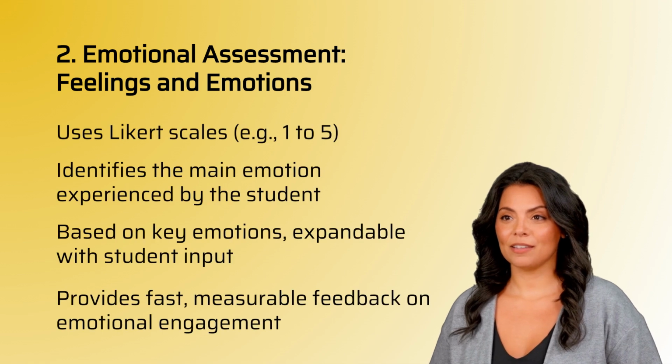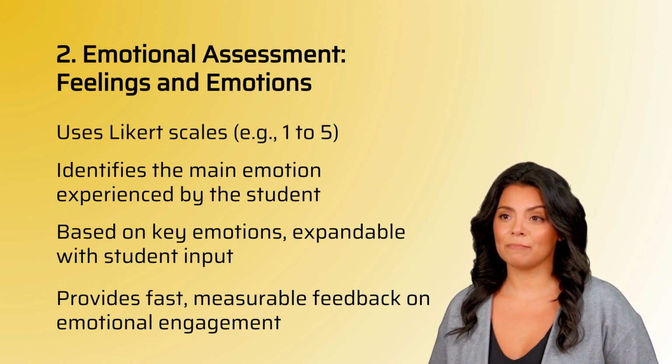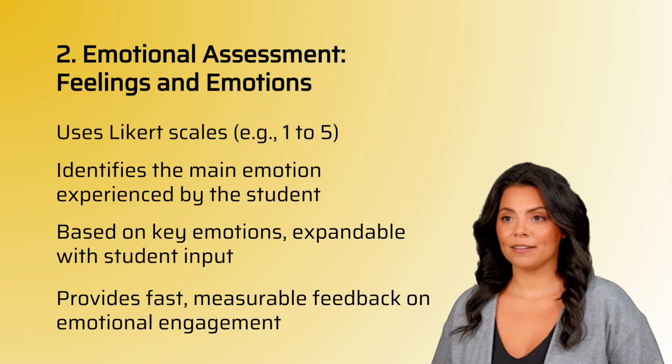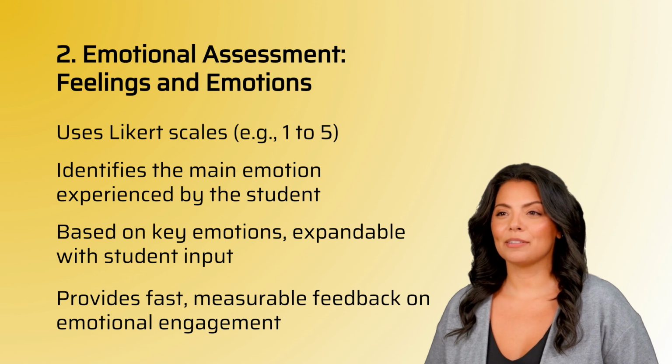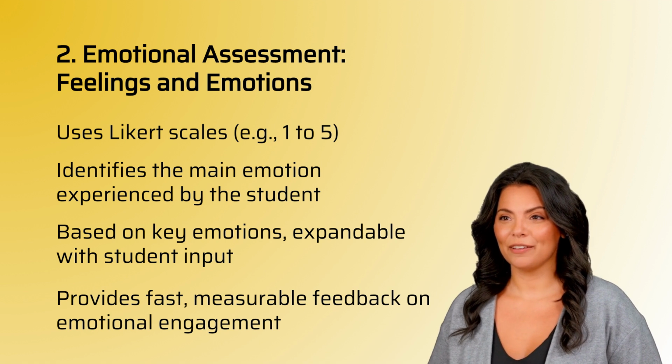The next part introduces Likert scale sections, starting with emotional assessment. Here, students select the primary feeling they experienced during the process from a set of key emotions. This provides quick, quantifiable feedback about their emotional engagement. Additional emotions can be added based on student suggestions. This part is important, but not overly demanding in terms of assessment.